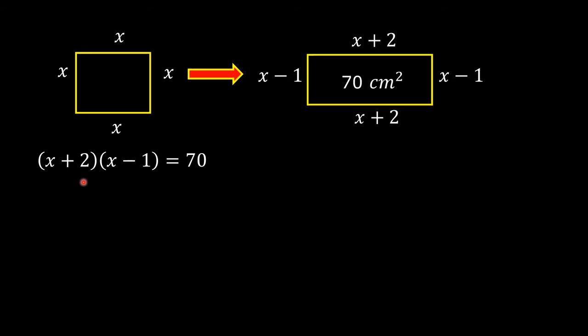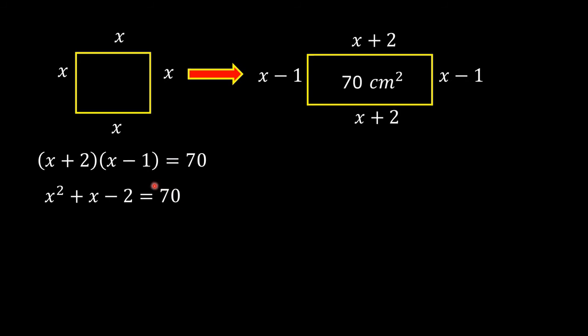The inner terms, positive 2 times x, positive 2x. Positive 2x plus the negative 1x is positive x. Then the last terms, positive 2 times negative 1 is negative 2. So we have now x squared plus x minus 2 is equal to 70.